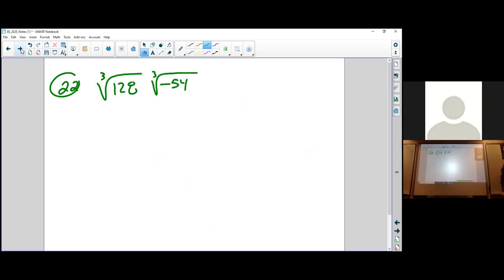The third root of 128 and the third root of negative 54. Okay, so we're allowed to have a negative third root. Let's see. I don't see this breaking up right away, so I'm going to put this whole thing under a big third root. And I know that I'm dealing with this negative, so I'm going to move it out front so I don't have to deal with it anymore. Is that okay?